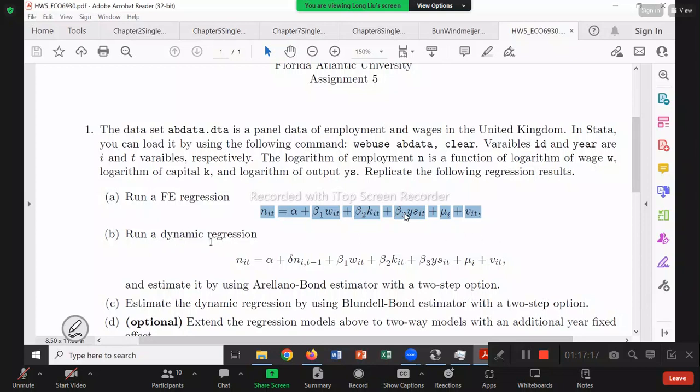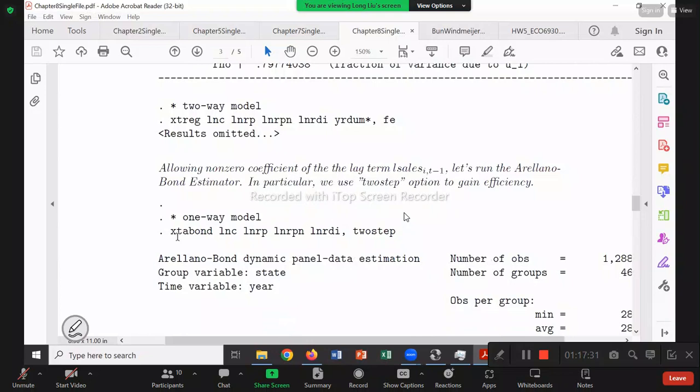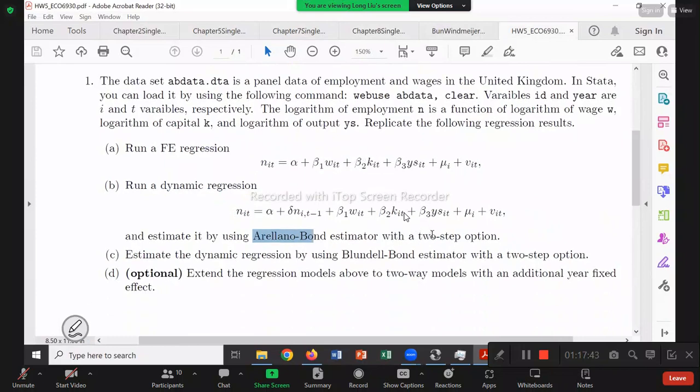Part B, dynamic model. Now we use the Arellano-Bond estimator. So that command will be xtabond, which corresponds to this estimator. Right here, xtabond y x1 x2 x3, by using, in my case, comma twostep. For the homework, also with the twostep option. Simply use comma twostep. And so this model uses the Arellano-Bond estimator.